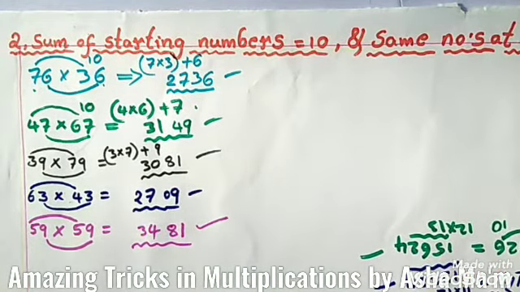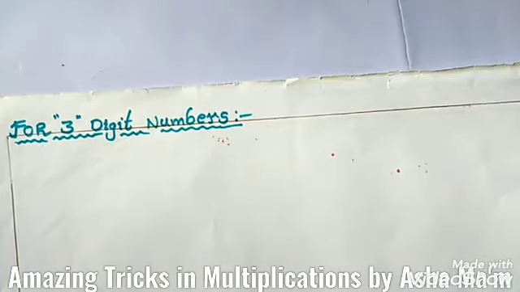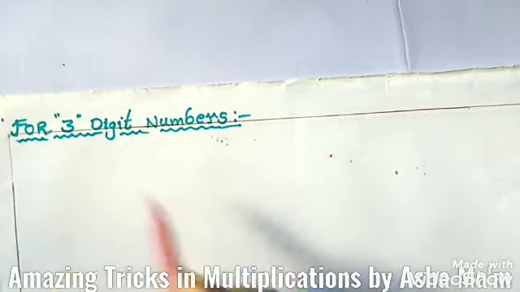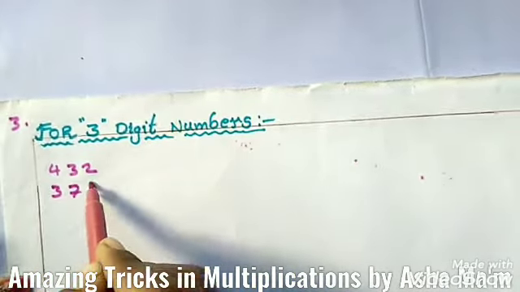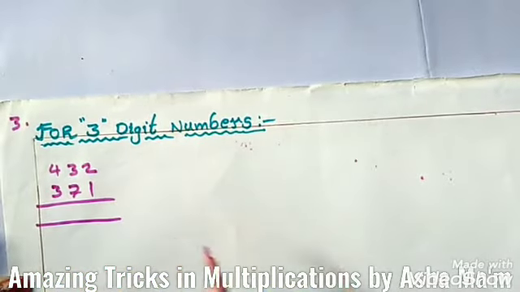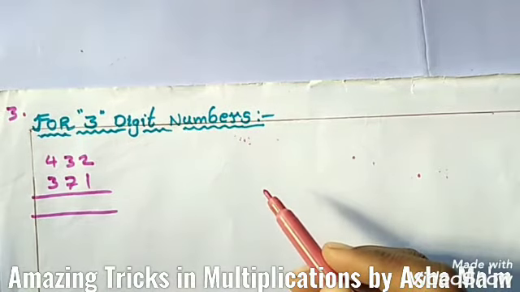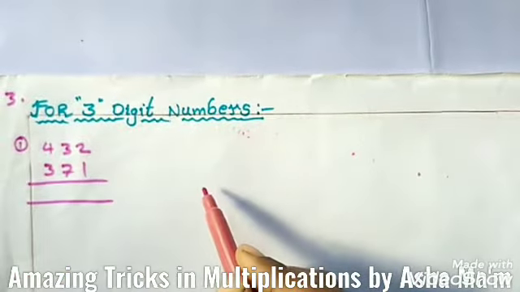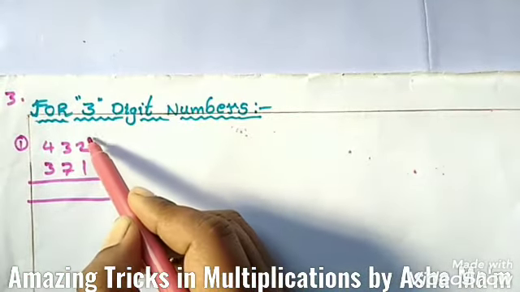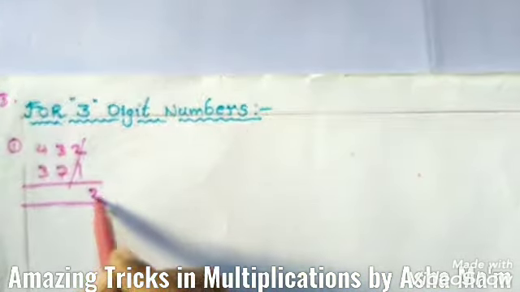Now let us go for trick number 3, that is only for 3 digit numbers. This is third trick today's session. And if you take the example of just 432 into 371, if you want to multiply these two 3 digit numbers, what are the rules we have to follow? Let us discuss one by one. This is first step. What you have to do in first step, you have to multiply these two. That means 2 into 1, 2.